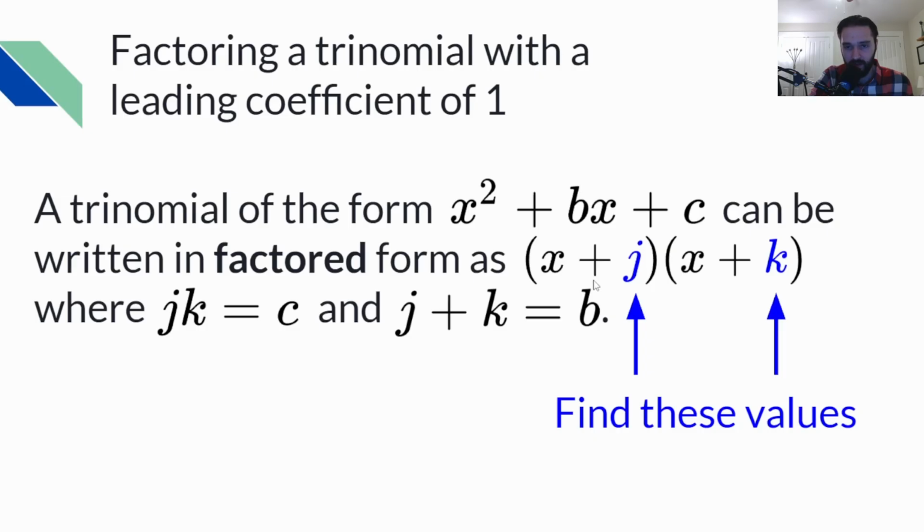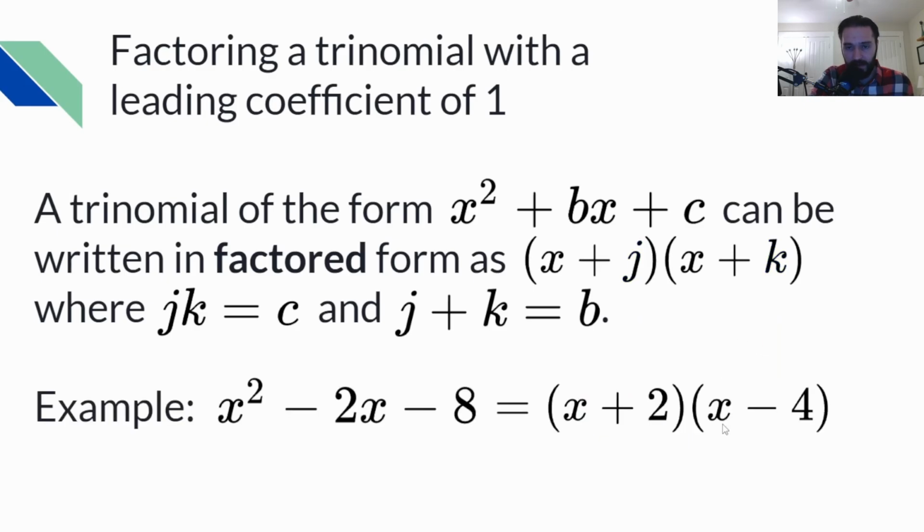All right. So the goal in factoring, you can see in blue here, is to find the values j and k that make it work. In the example on the previous screen, right, we have j equals 2 and k equals negative 4. Those are the values that make this work, right? If we multiply this, we get x squared minus 2x minus 8. Okay?